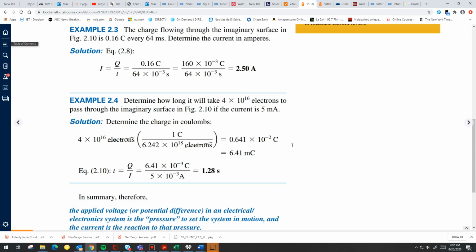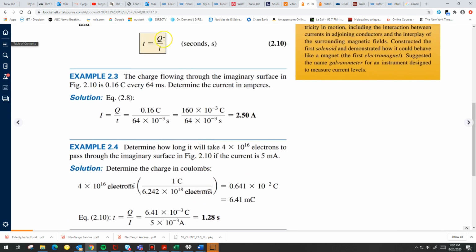Another example, it says if we have 4 times 10 to the 16 electrons that are passing through that same surface, and you know that the current is given as 5 milliamps, how long will it take for those electrons to pass if the actual current that you measure is 5 milliamps? Well, if you look at the equation here, then we're given the amount of charge, right? It's 4 times 10 to the 16 electrons. We're given the current, which is 5 milliamps. So what we need to solve for is time. What we're looking for is time.